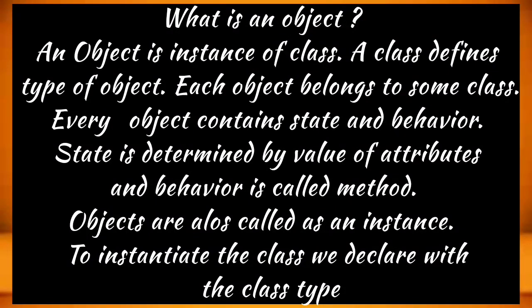What is an object? An object is an instance of a class. A class defines the type of object. Each object belongs to some class. Every object contains state and behavior. State is determined by the values of attributes and behavior is called method. Objects are also called an instance. To instantiate the class, we declare with the class type.